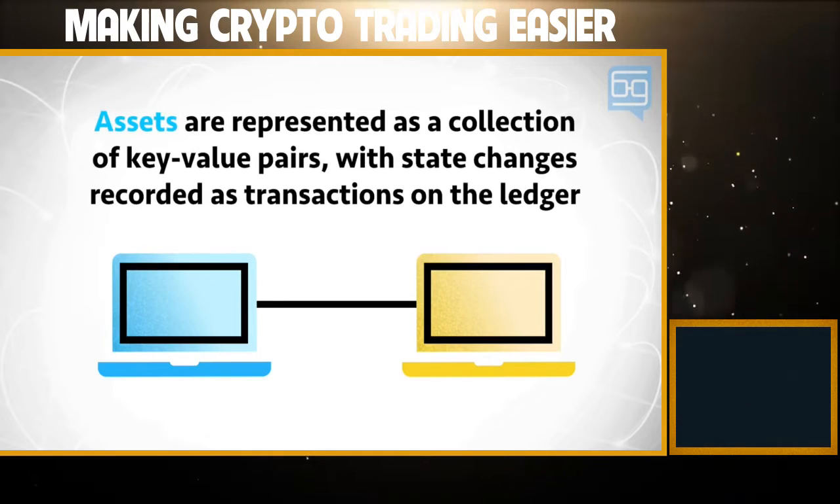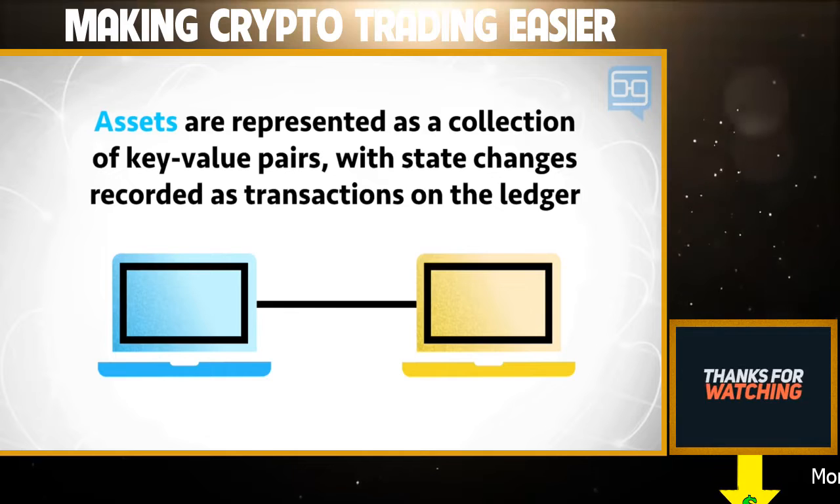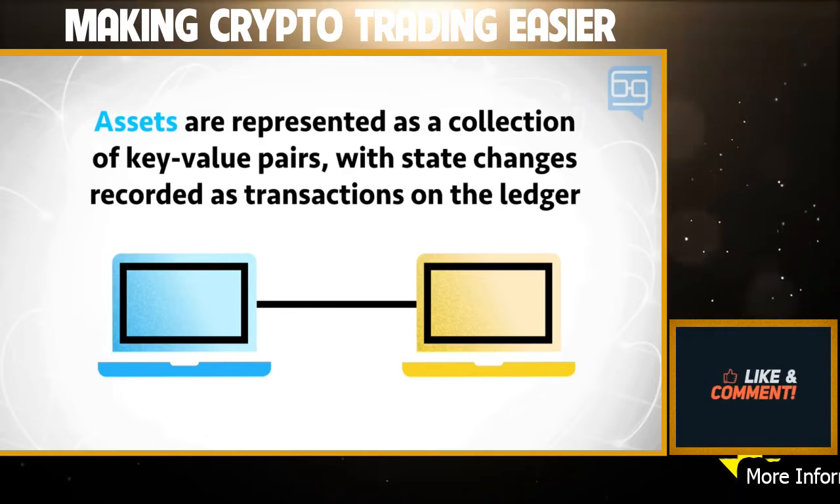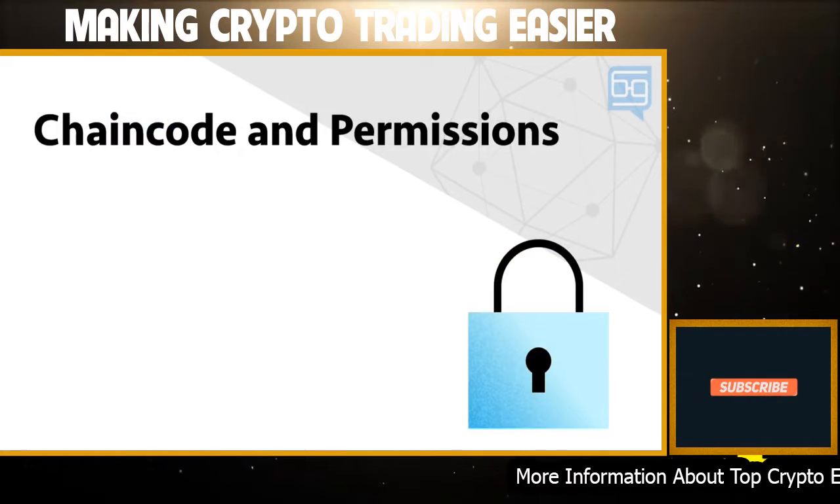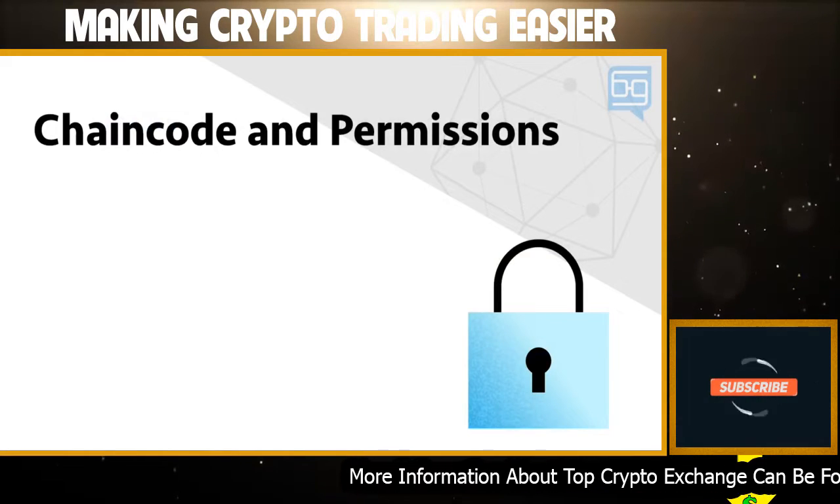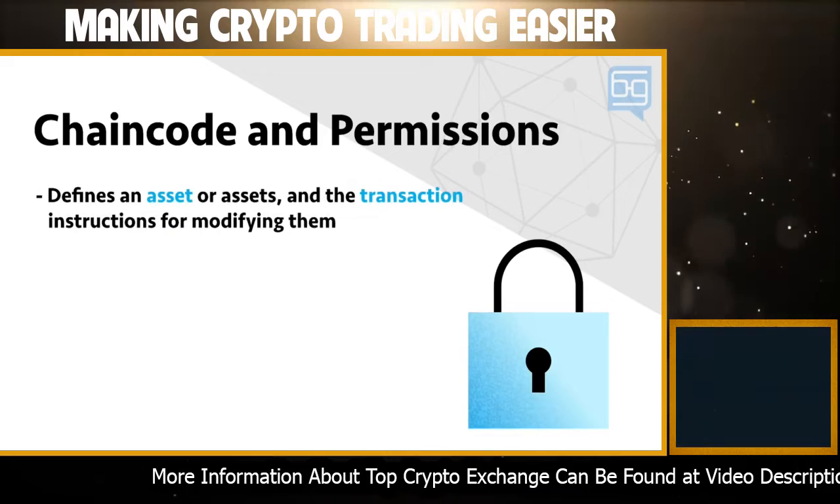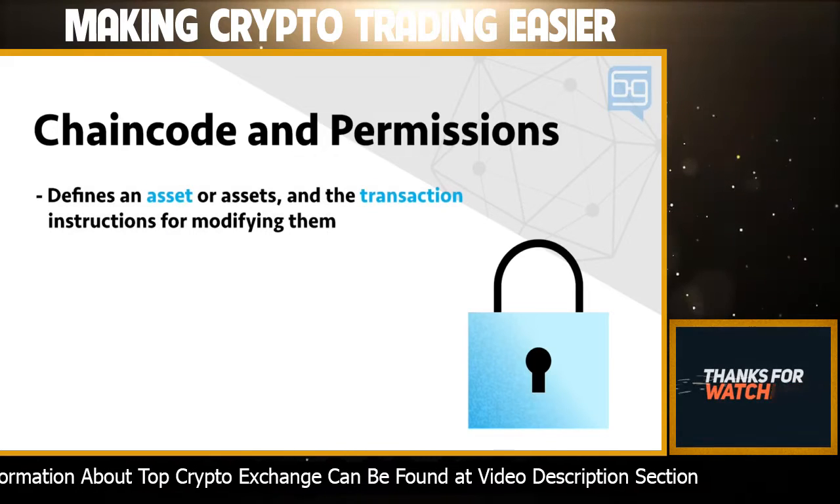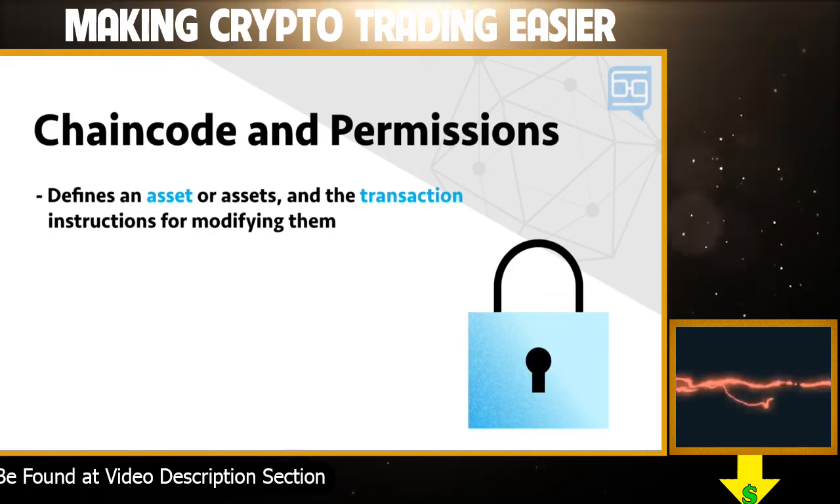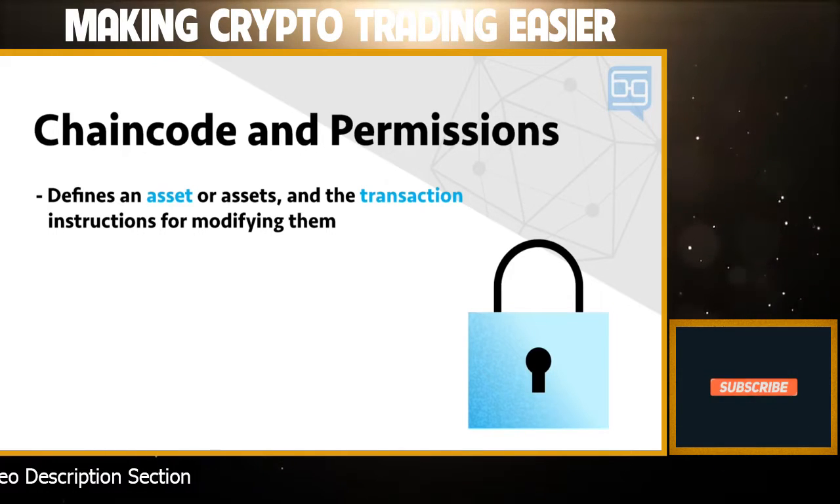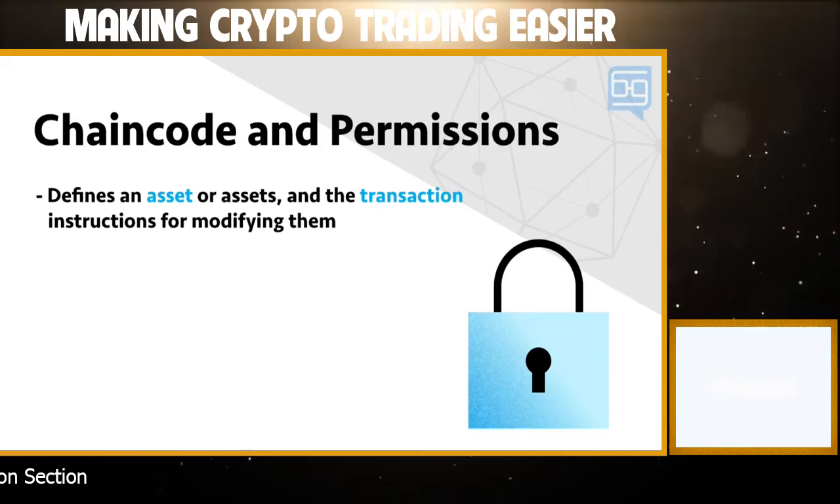Assets are represented as a collection of key value pairs, with state changes recorded as transactions on the ledger. Hyperledger Fabric provides the ability to modify assets using chain code. Chain code is software defining an asset or assets, and the transaction instructions for modifying those assets. In other words, it's the business logic. Smart contracts that are deployed to the Fabric ledger execute chain code.